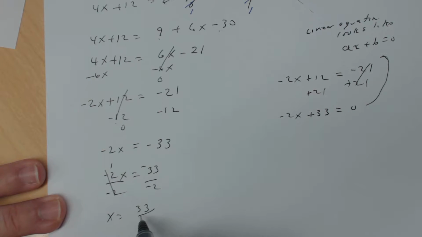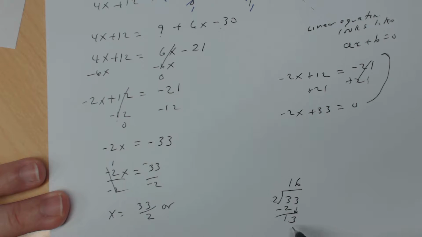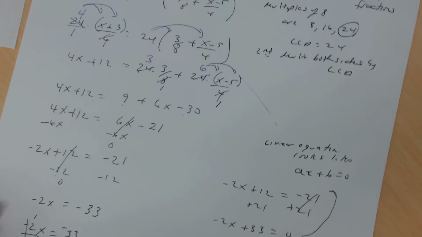So you can leave it as 33 divided by 2, or if you want to, you can write a mixed number. Now you have access to a calculator, but remember from a previous course, to change an improper fraction to a mixed number, 2 into 33, so 2 goes into 3 one time, 1 times 2 is 2, subtract, you get 1, bring down the 3, 2 into 13 is 6, 6 times 2 is 12, with the remainder 1. So you get 16 and 1 half. All right. Okay, so that was number 1.